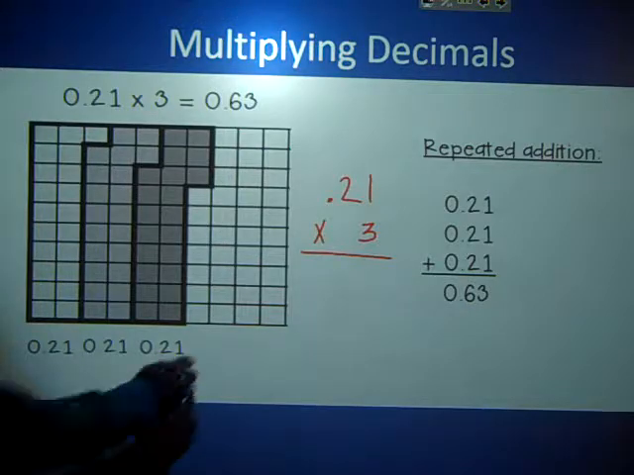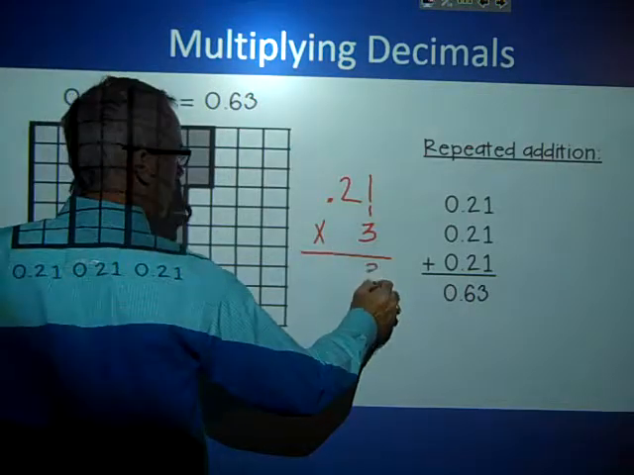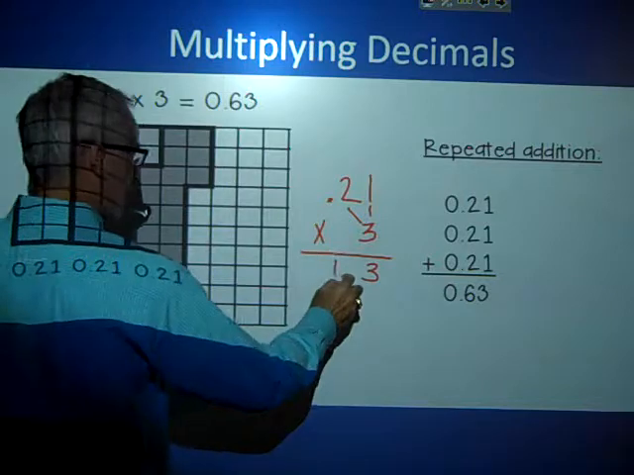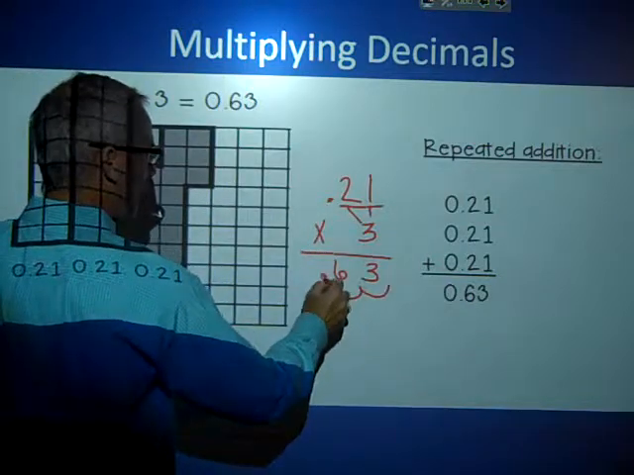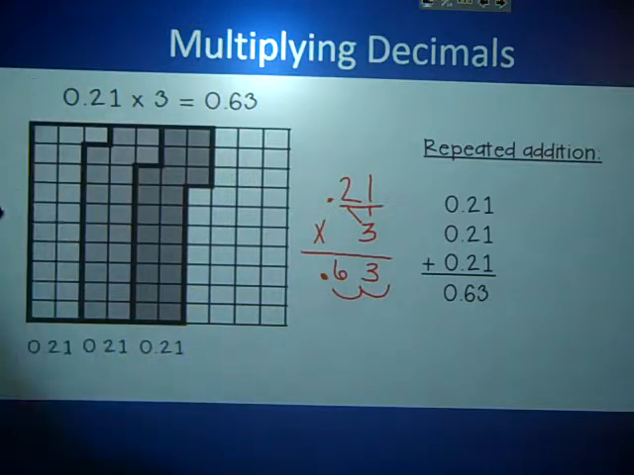What is 3 times 1? 3. What is 3 times 2? 6. How many places behind the decimal? 2. 1, 2. My answer is 63 hundredths. Does it match my model? Yes. Absolutely. So far so good?